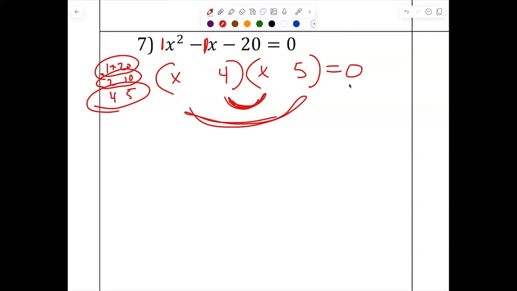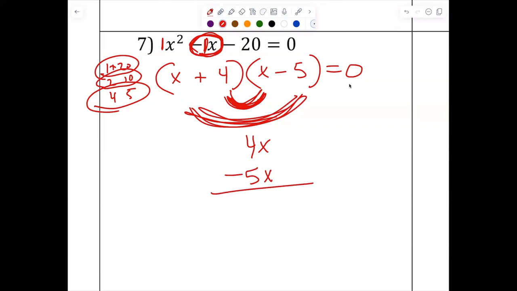Make the 4 what? Positive, and the 5 what? Mr. Greep, look, I'm trying to get this piece of the puzzle. That's a -1. Do you hear me? I'm trying to get -1. This smiley face right here gives me 4x. This smiley face right there gives me -5x. If I add 4x and -5x, I get -1x, which is the middle term.